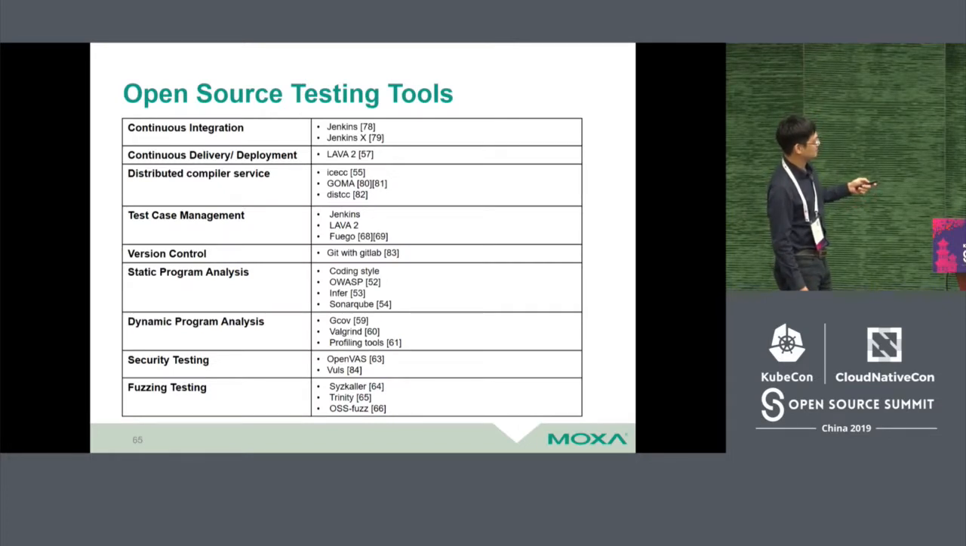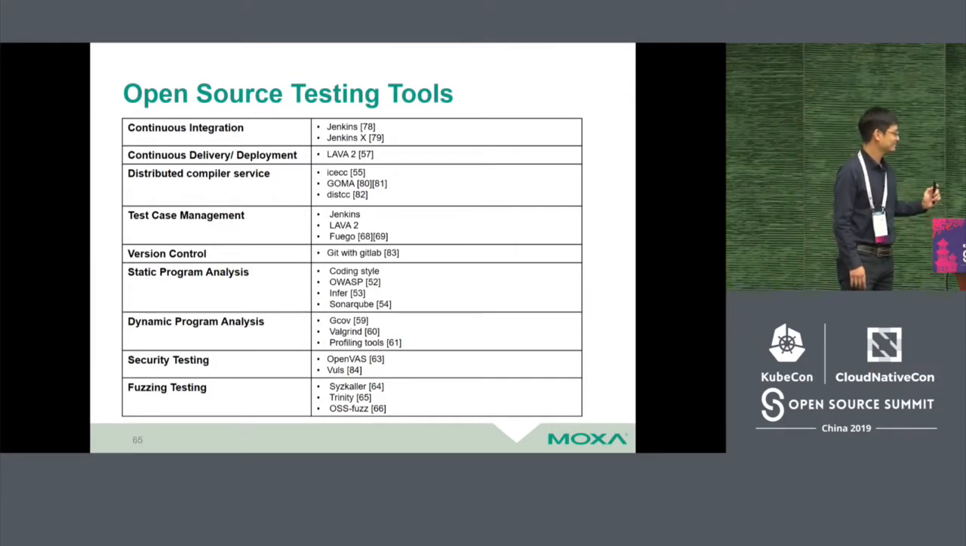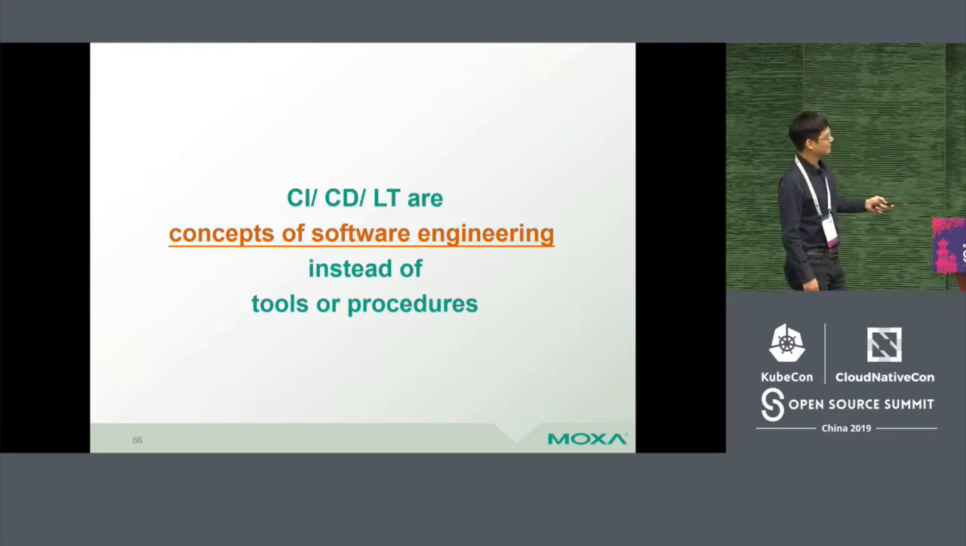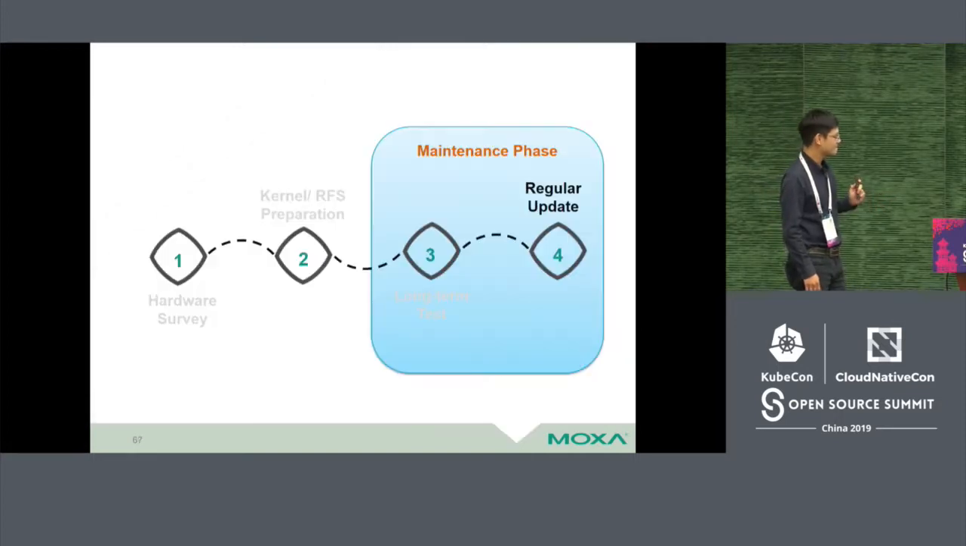So I also list the open source testing tools below. You can have a look. So CI/CD and so on are concepts of software engineering instead of tools or procedures, because the tools or procedures could be phased out. So we need to focus on the concepts of software engineering.